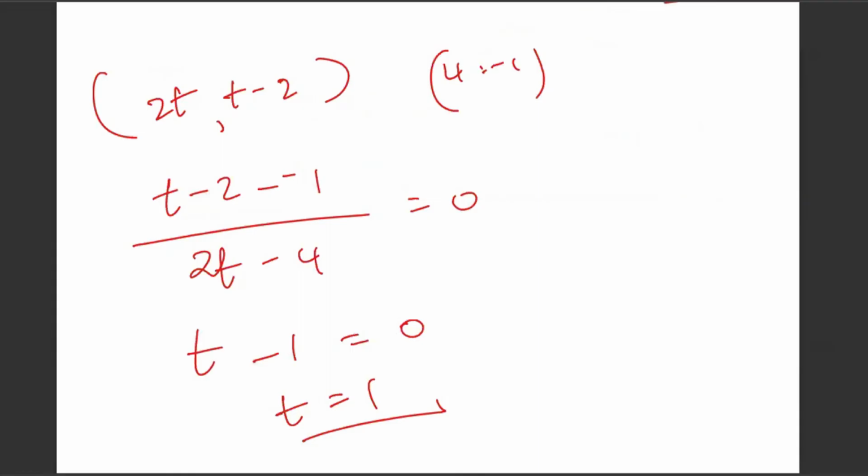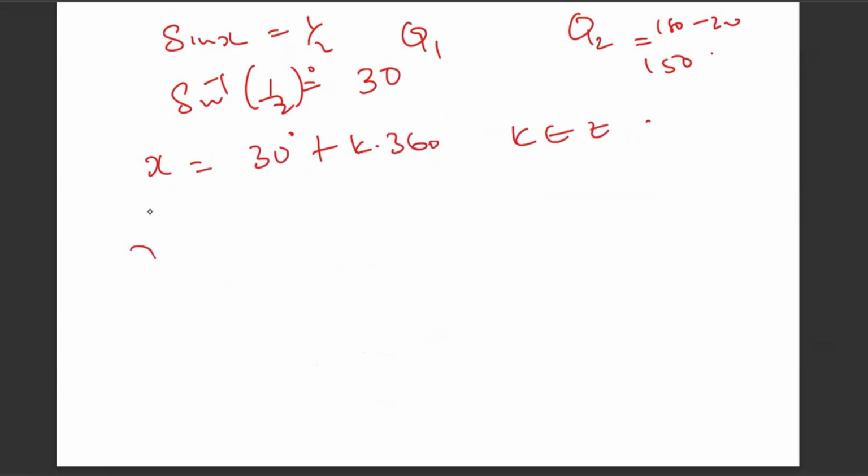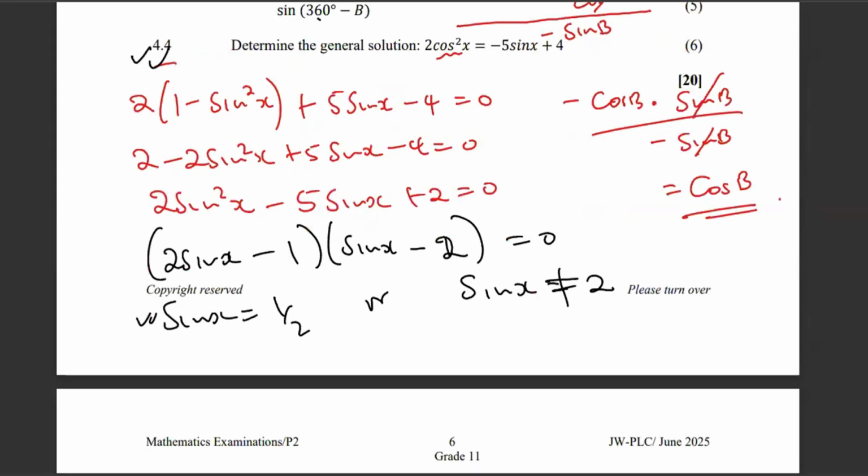So with the sine x being a half, we need to get what we call the reference angle. Okay. So the shift sine of a half is going to be 30. This is quadrant 1. Then in quadrant 2, where sine is positive, we shall have a 150 because 180 minus 30. So our x is going to be 30 degrees plus k times 360, k is an element of integers. In the second quadrant, it will be 150 plus k times 360, k is an element of integers. So that is what we had to do with this 4.4 for 6 marks.